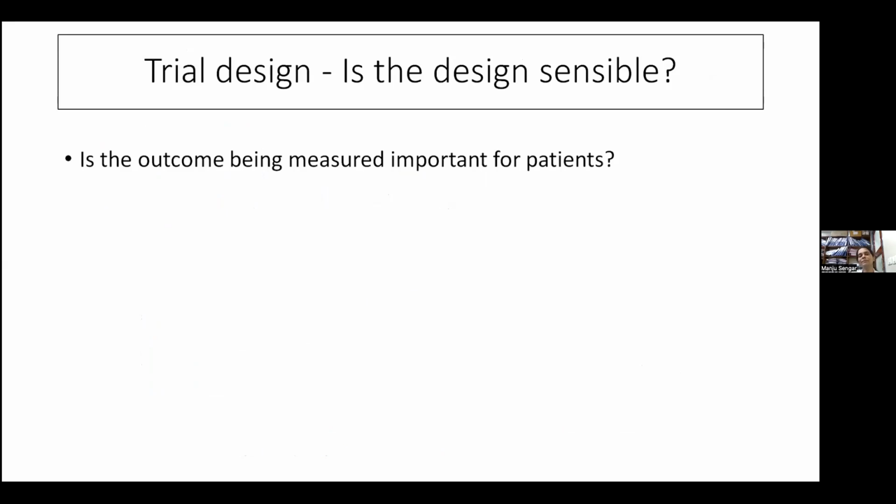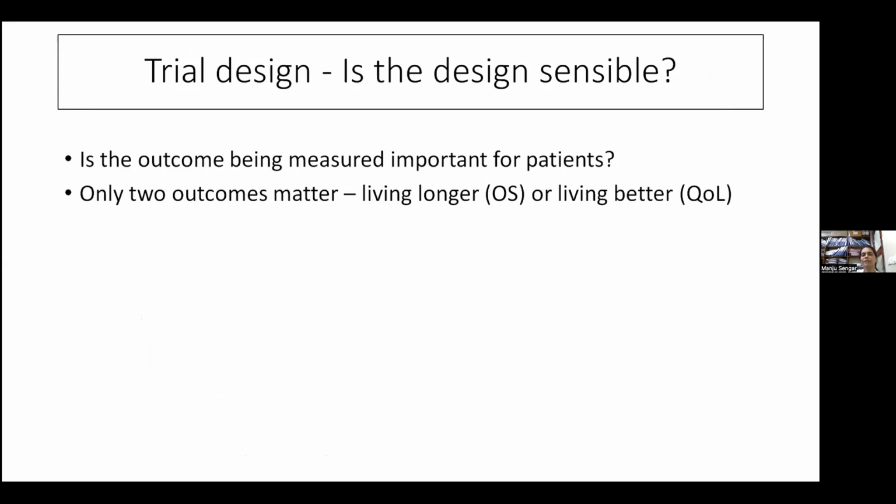The next question comes: is the outcome being measured, that is progression-free survival, important for patients? We all know, we have been taught that only 2 outcomes matter to patients. Either the drug should make them live longer, or it should make their lives better, so improve quality of life, or both in the best case scenario. Anything else which you are measuring should be a surrogate for these 2, meaning if you improve your endpoint, the overall survival should improve or the quality of life should improve.